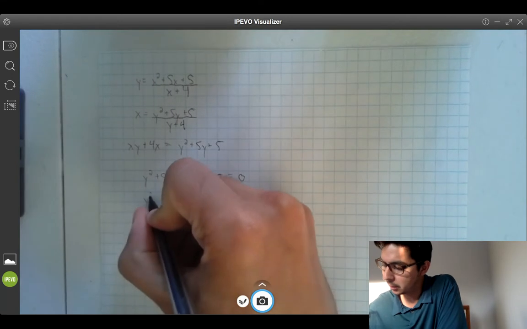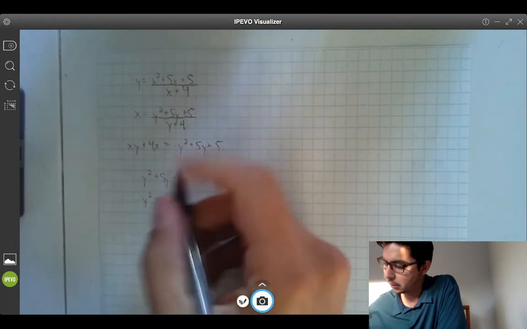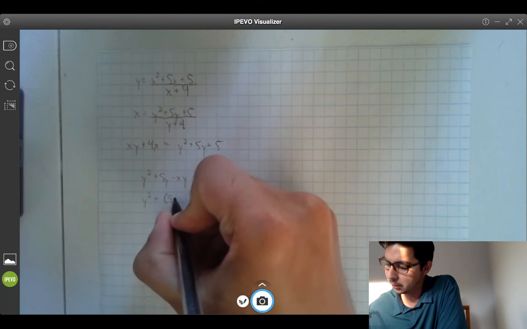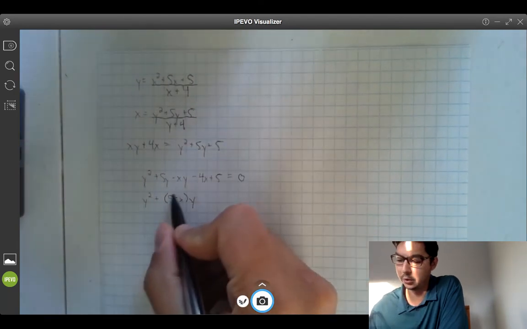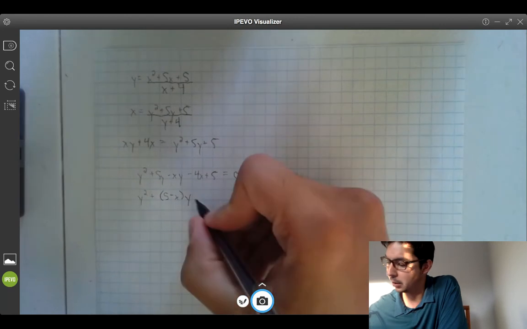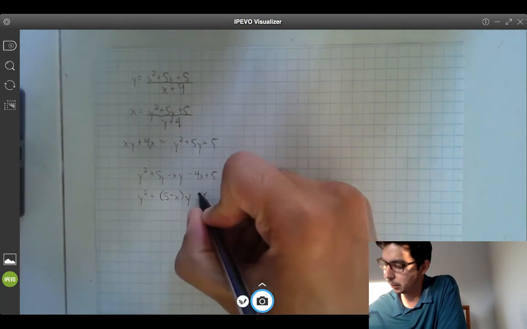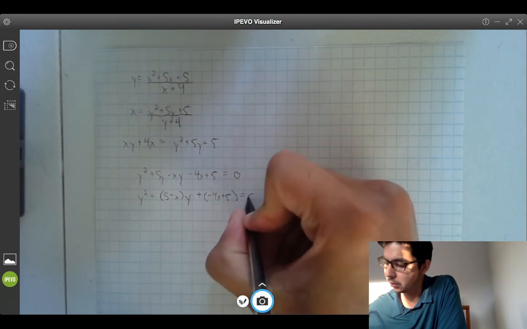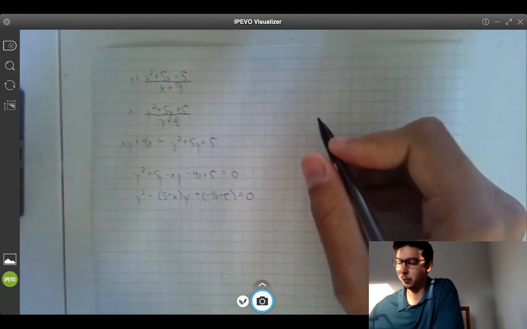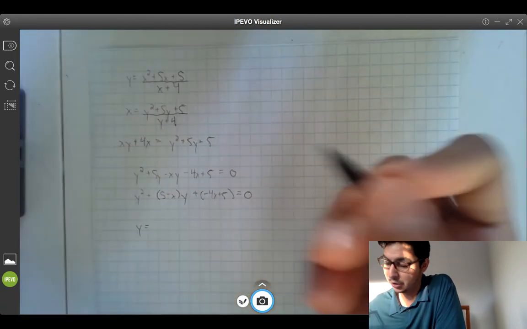Now recognize that if I factored out the 5 and minus x here, those are just numbers, just constants. So this whole thing is just some constant. And then negative 4x plus 5 is some constant too. So then we can do the quadratic formula to figure out the y values that set this equal to 0, which also gives us the equation.